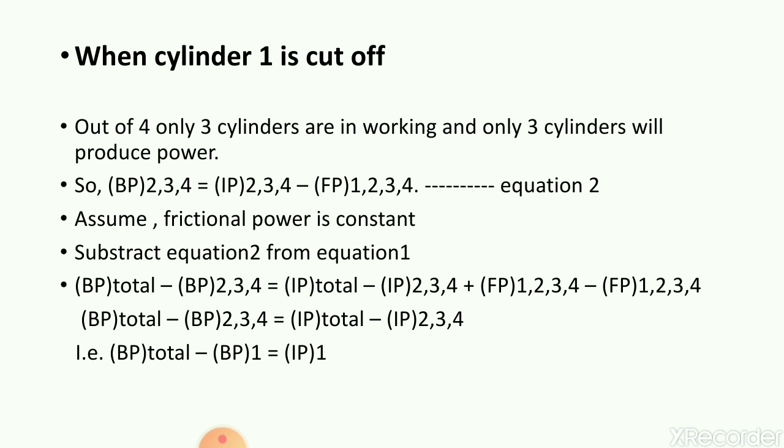So here the brake power of the 3 cylinders equals the indicated power of those 3 cylinders minus the frictional power of the 4 cylinders. Here we have still taken the frictional power of 4 cylinders, because already we said that the frictional power is always assumed to be a constant. So this is our equation number 2.